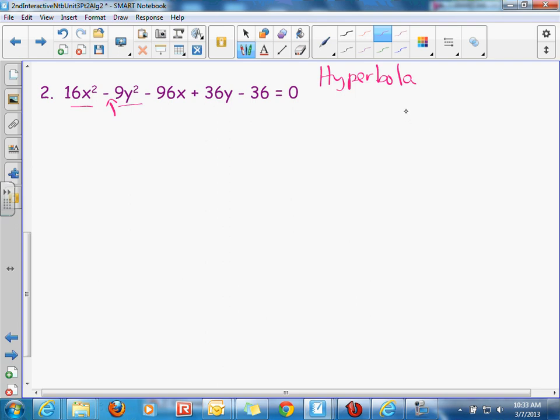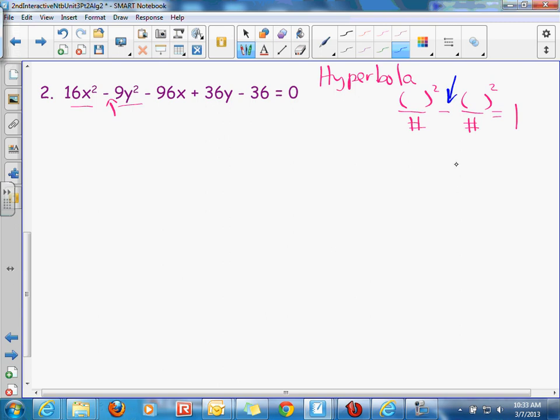Since it's a hyperbola, the equation will have two fractions with the minus in the middle. It will say equals 1. We'll probably have some parentheses up here being squared, and then we'll have numbers on the bottom. The key to the hyperbola is the fact that it has to be a minus in the middle.